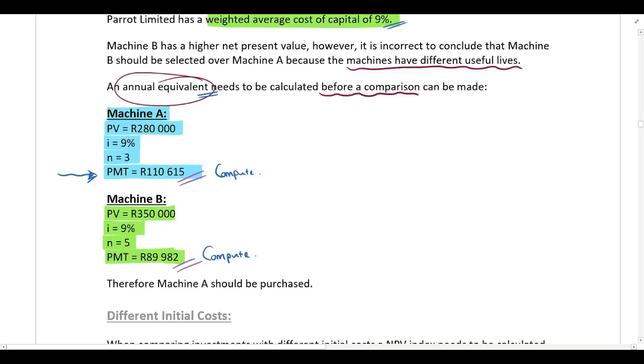So we can see machine A has the higher annual equivalent, and because it has the higher annual equivalent, machine A should be purchased. So please note, guys, where we have investments with different lifespans, calculate an annual equivalent and you select the alternative with the higher annual equivalent.